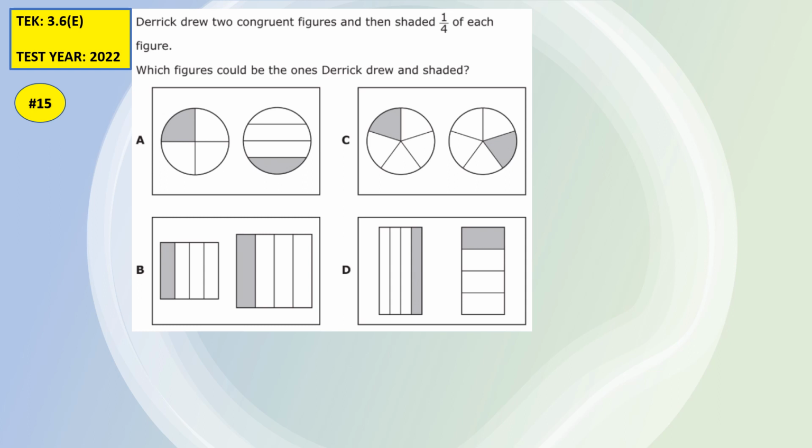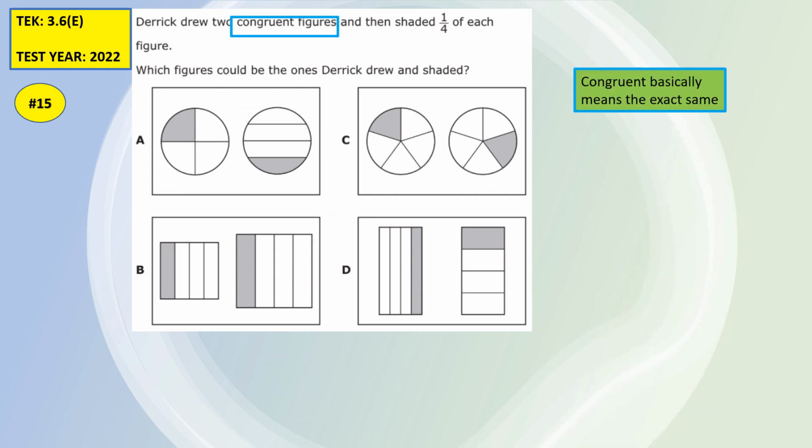Okay, now let's go ahead and solve this. Derek drew 2 congruent figures. Congruent basically means the exact same. So, same shape, same size. They don't have to be divided the same way, but they have to be the same shape, the same size.